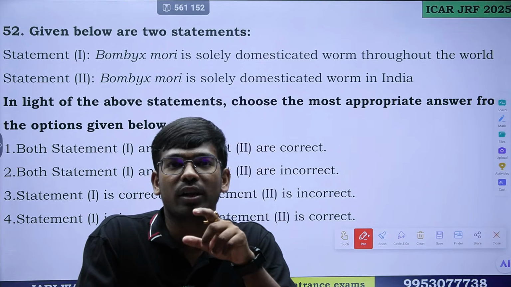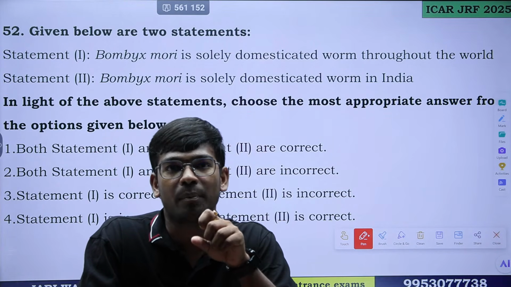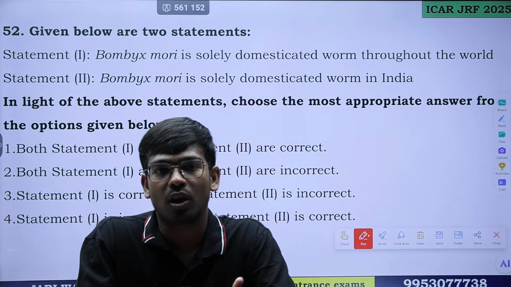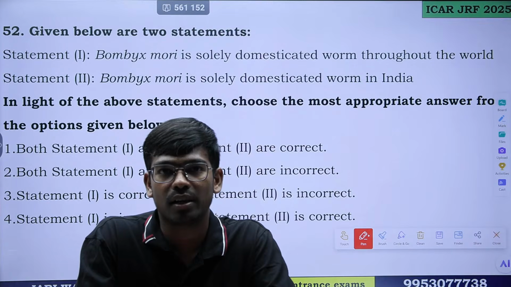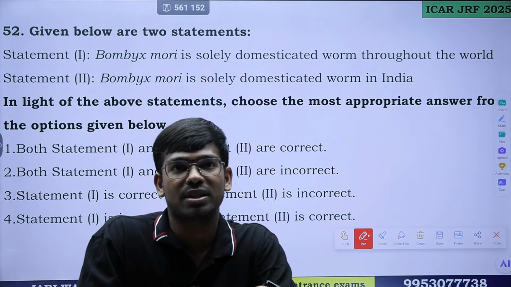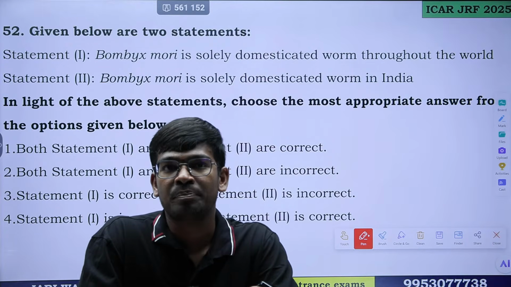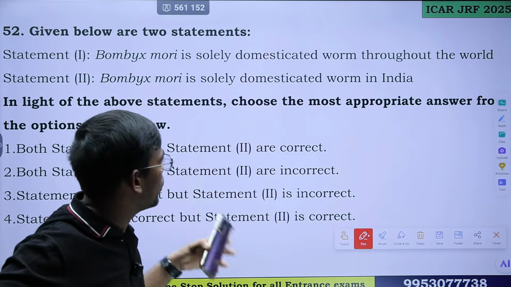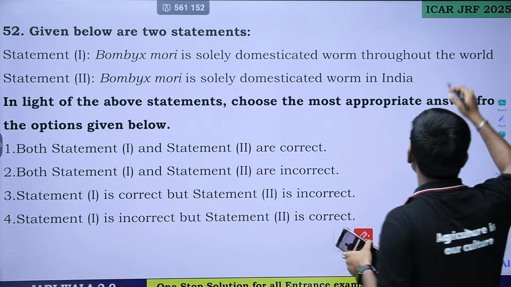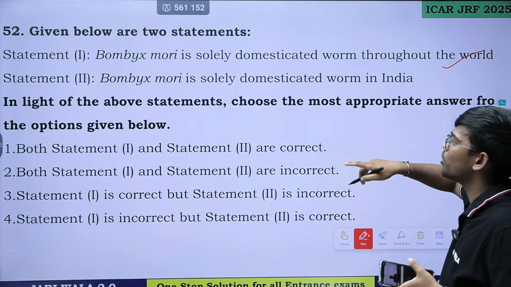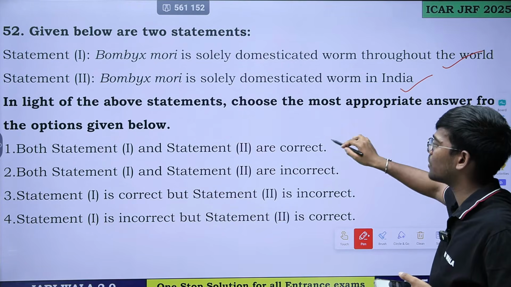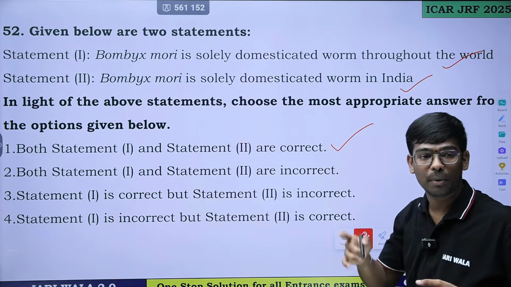And Bombyx mori is the solely domesticated worm in India. So when compared to other silkworms like tasar, eri or muga silkworm, it is the one we were domesticating or raising. Okay, so both statements are correct. Bombyx mori is the solely domesticated worm throughout the world, it's also correct. And Bombyx mori is the solely domesticated worm in India, this statement is also correct. So both statement 1 and statement 2 are correct.